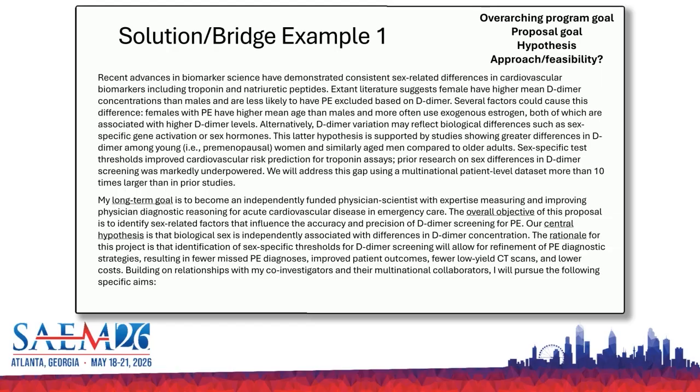Yeah, so you could argue, and Brandon kind of put this slide together, but I would maybe argue that the second paragraph is really part of the funnel, the problem funnel in some ways, rather than the solution. Most of that stuff in that first paragraph, to my mind, is the funnel, except possibly the last sentence: we will address this gap using a multinational patient-level data set more than 10 times larger than in prior studies. That is an approach, in my mind, and maybe a sentence about feasibility. We've got the data. We have access to the data that can help answer this. All right, so where is the overarching program goal?